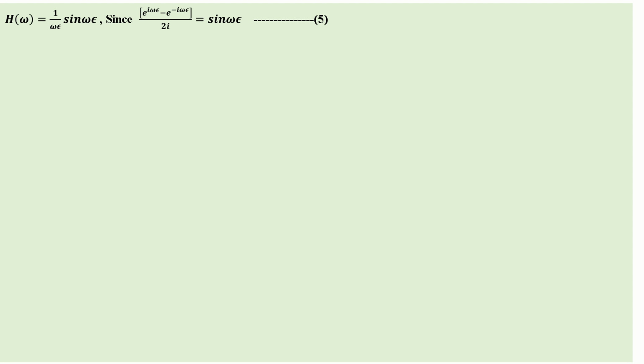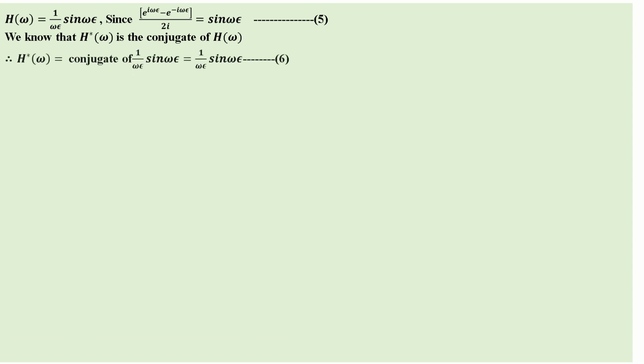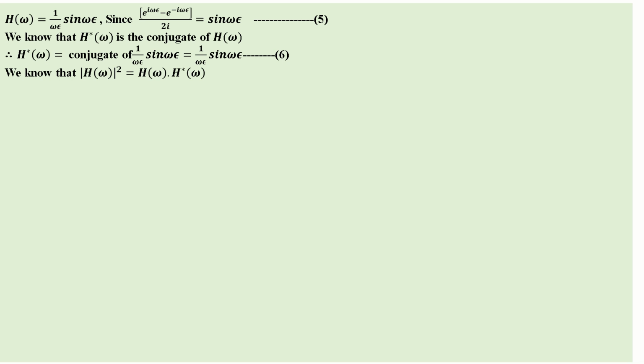Now H*, the conjugate of H, is also (1/(ωε)) sin(ωε), because there is no imaginary part; H(ω) has only a real part, so the same holds for H*(ω). We know |H(ω)|² is H multiplied by H*, so (1/(εω)) sin(ωε) times (1/(ωε)) sin(ωε). You get |H(ω)|² = (1/(ω²ε²)) sin²(ωε). That is equation number 7.